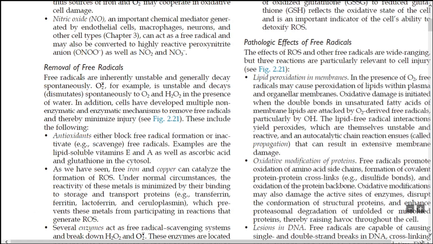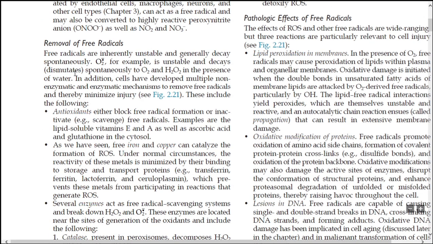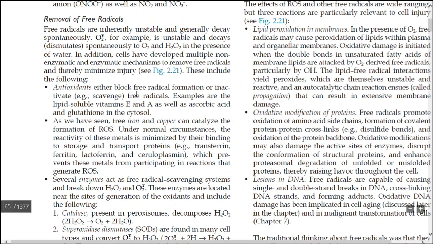Now, removal of free radicals. You see how free radicals are removed. Free radicals are usually unstable and generally decay spontaneously. For example, superoxide anion is unstable and decays spontaneously to oxygen and hydrogen peroxide in the presence of water. In addition, we have antioxidants which either block free radical formation or inactivate free radicals. That is the function of antioxidants. Examples are the lipid soluble or fat soluble vitamins E and A, as well as ascorbic acid and glutathione.